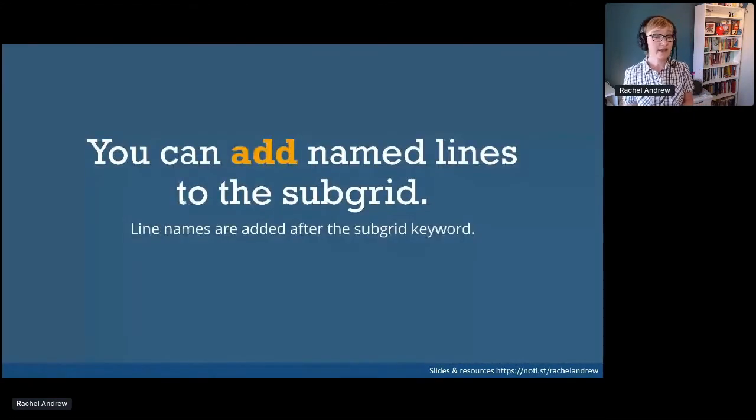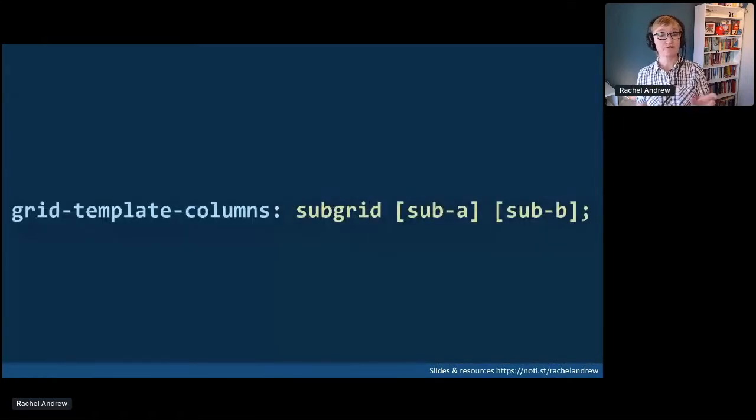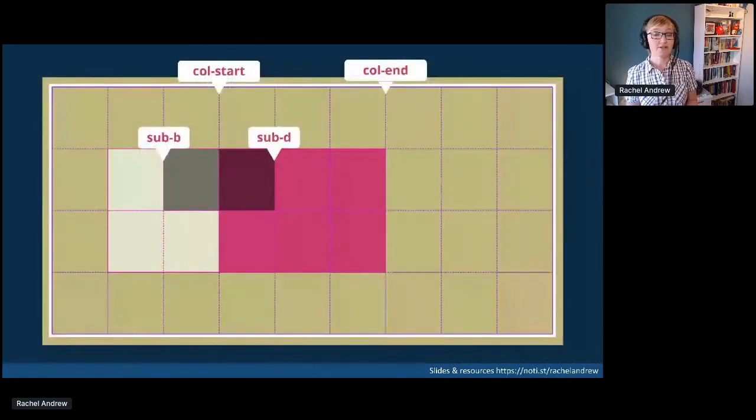You can actually add some named lines to your subgrid if you want to, if you like using named lines. Now, when you name lines in grid, as we saw, you name them with square brackets where the line is. Well, obviously, we haven't got any lines in our subgrid to put them between. So what you do is you name your lines after the subgrid value, just a set of the lines within square brackets in the order that those lines come. And then you can have lines on the parent and you can have lines on the subgrid as well. And you can choose any of them to use.